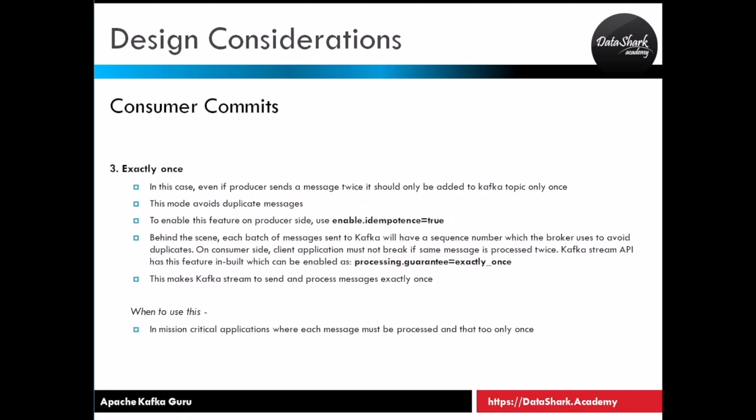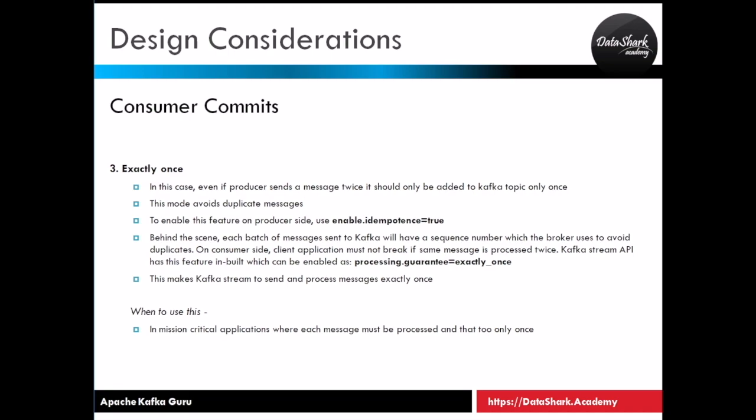The third type of consumer commit is called exactly once. In this case, even if the producer sends a message twice, it should only be added to the Kafka topic once. This mode avoids duplicate messages. To enable this feature on the producer side, use enable.idempotence equal to true. Behind the scenes, each batch of messages sent to Kafka will have a sequence number, which the broker uses to avoid duplicates.